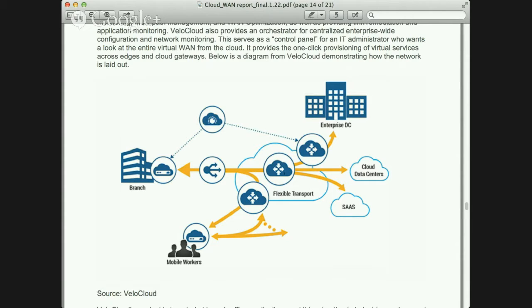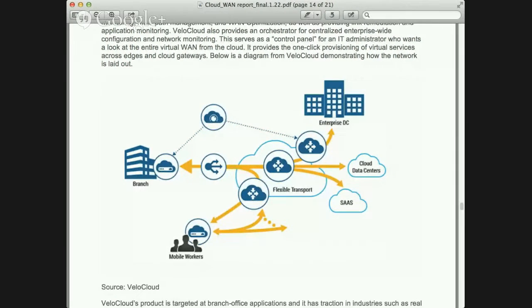And so the big thing that VeloCloud is going after is making the internet more business class, so that you don't have to buy a private line or a private network. You can use the available internet connections, including 4G, and develop an enterprise class solution that way.